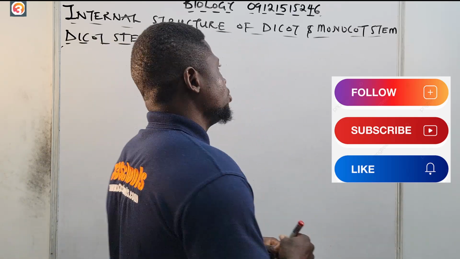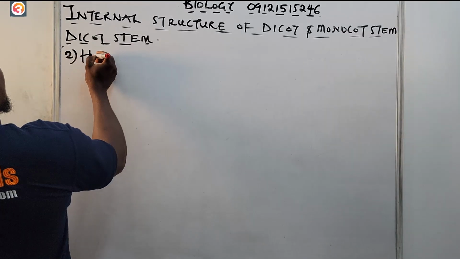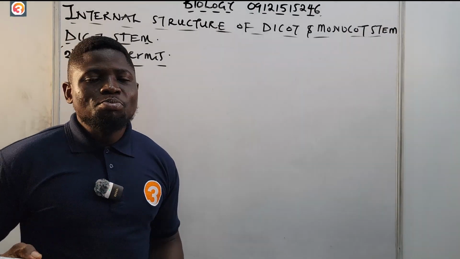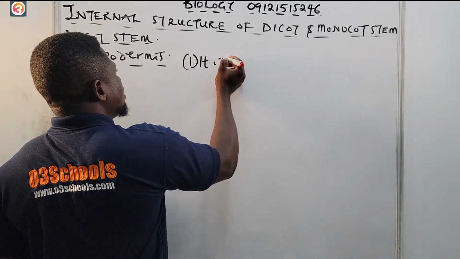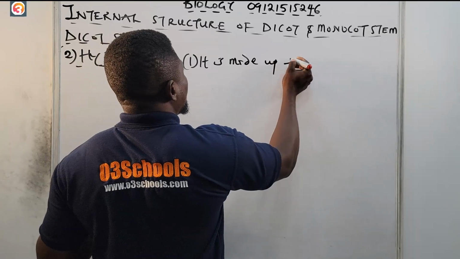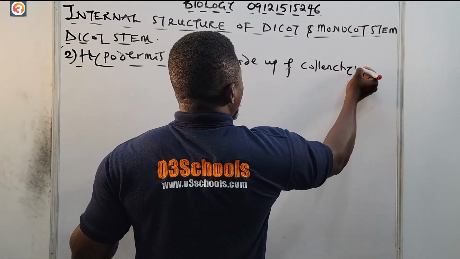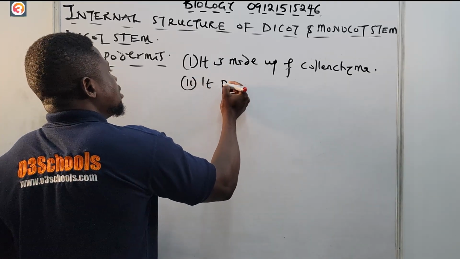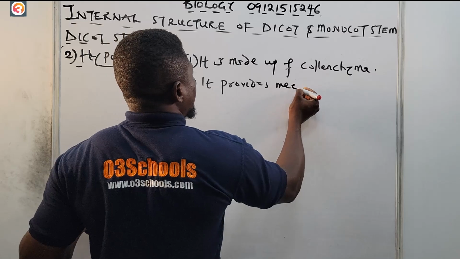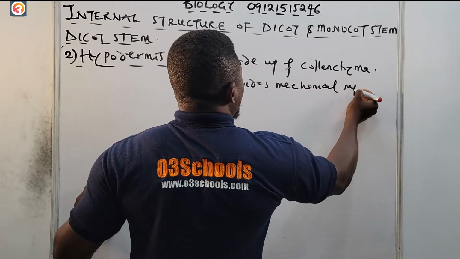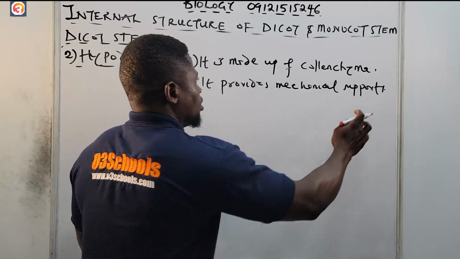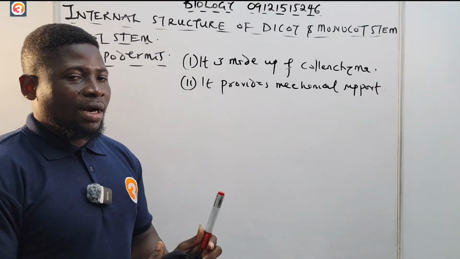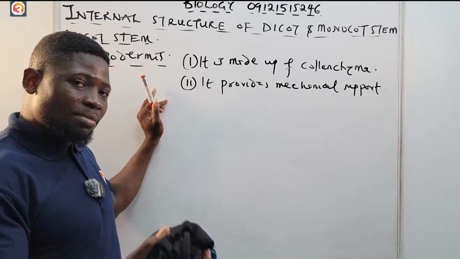So the next part we have is the hypodermis, number 2. This hypodermis is made up of collenchyma, and it provides mechanical support. So that is the hypodermis. Then we now have the cortex, so take note. We have the epidermis, we have the hypodermis, then we now have the cortex.